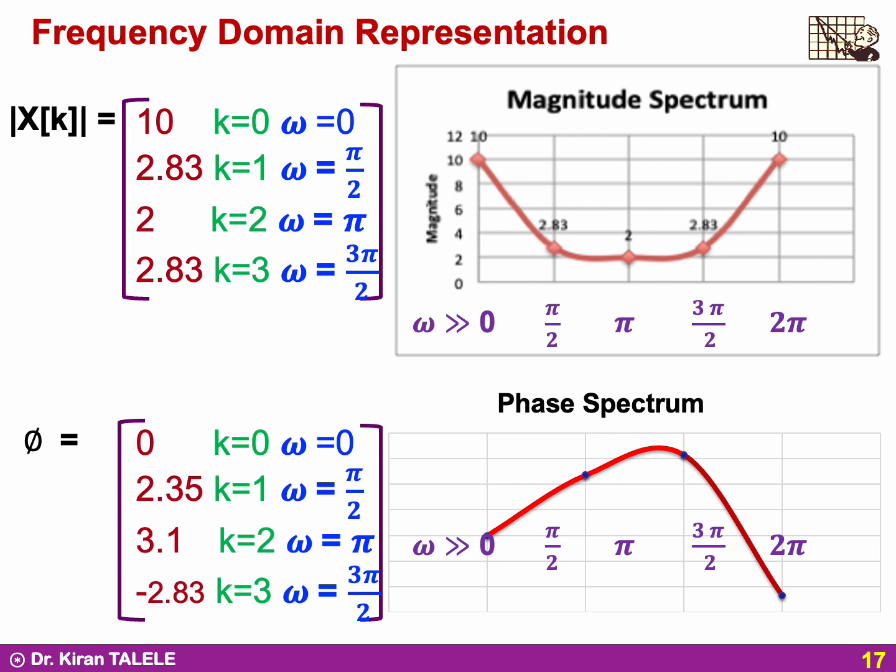So we are getting these discrete values of X(k), but the spectrum is continuous. So we'll have to join these points and get an approximation of the original spectrum. The same concept applies for the phase spectrum. Plot the points, join the points for every value of omega.